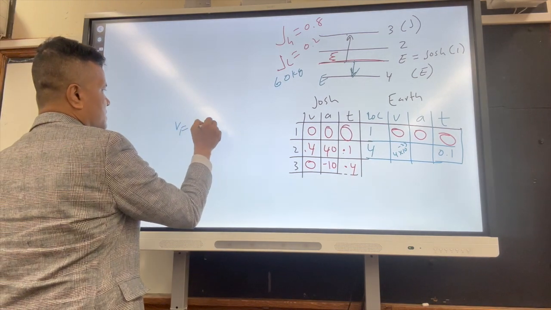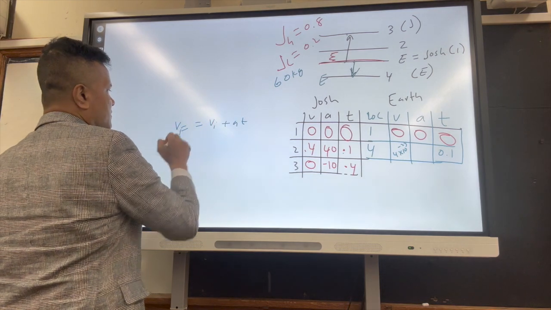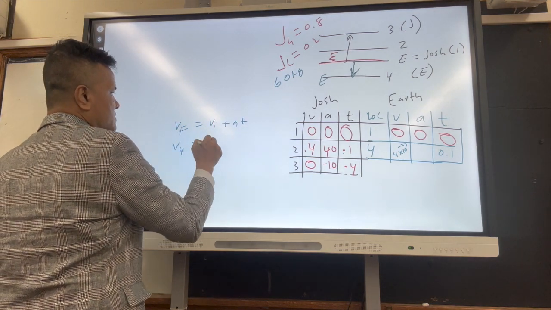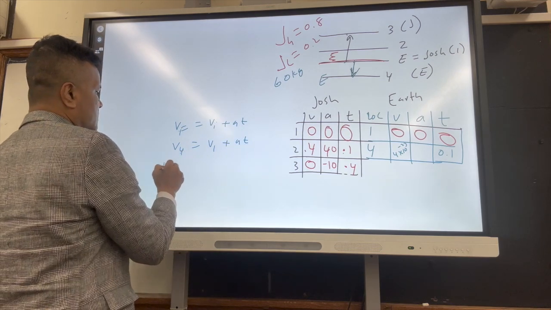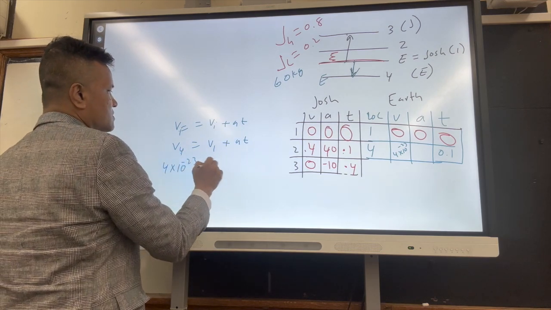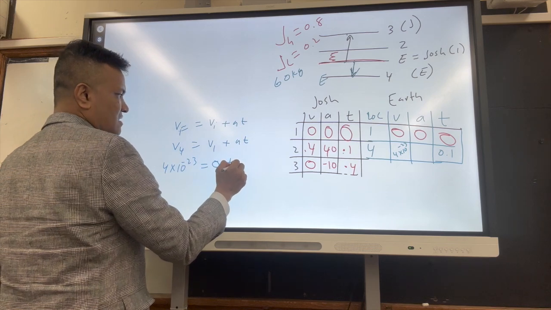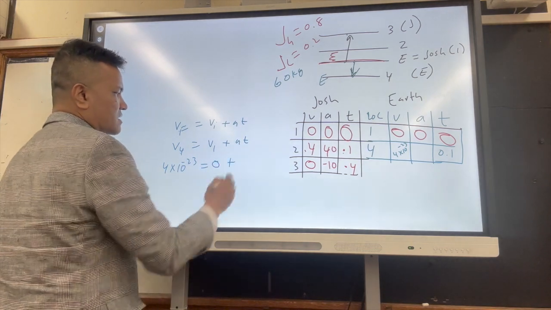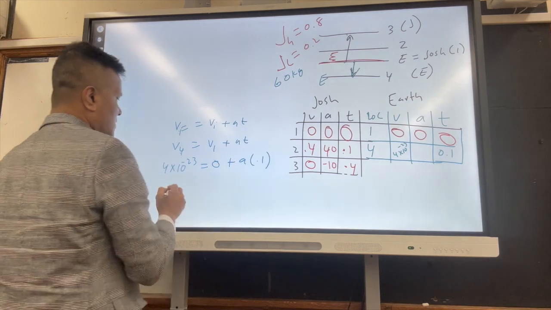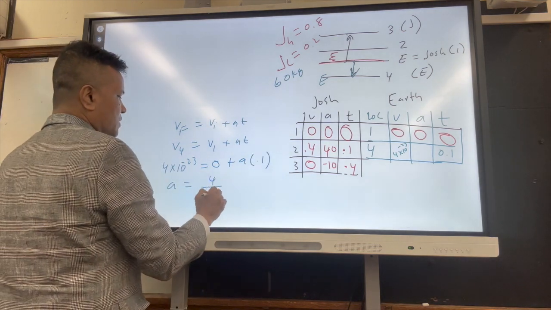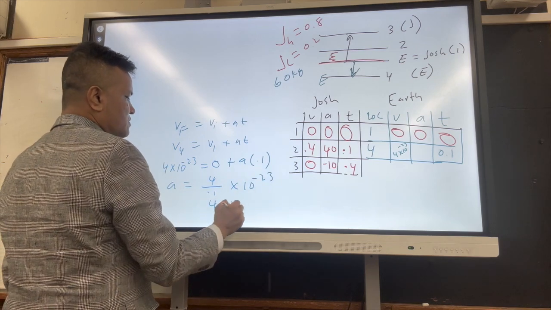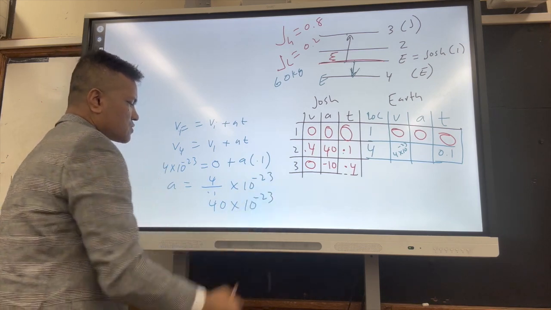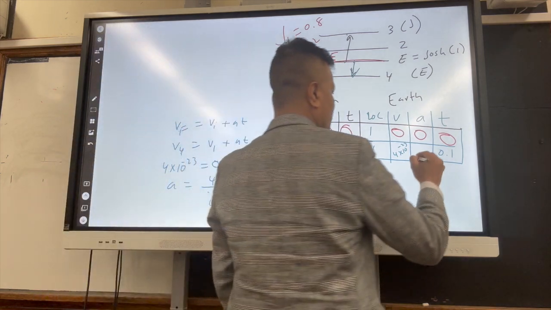Vf is equal to Vi plus at. Vf is equal to V4 is equal to 4 times 10 raised to negative 23, Vi is 0, plus a times t, where a is the acceleration, which is what we are trying to find, and t is 0.1. So acceleration is 4 divided by 0.1 times 10 raised to negative 23. So you have 40 times 10 raised to negative 23, so 4 times 10 raised to negative 22.